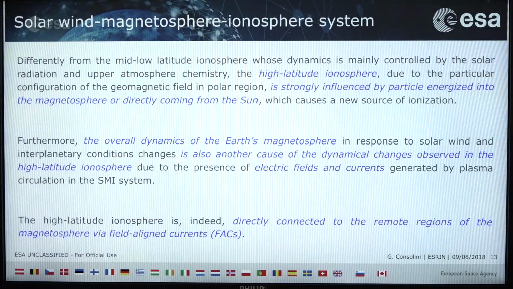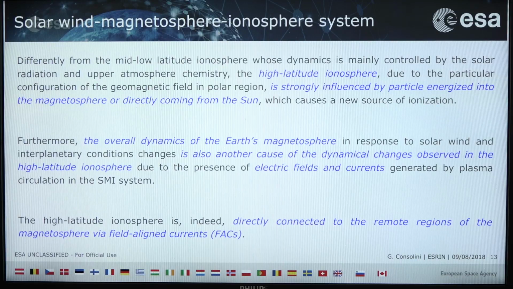Now, I just want to spend a few words on the high latitude ionosphere, which is completely different from the middle latitude one, because it is influenced by energized particles coming from the sun and from some regions of the Earth's magnetosphere.